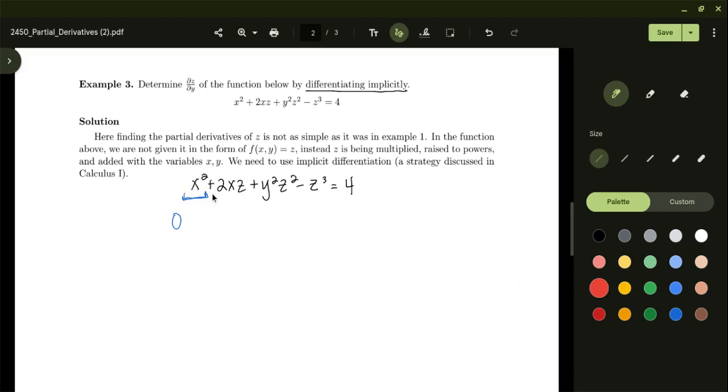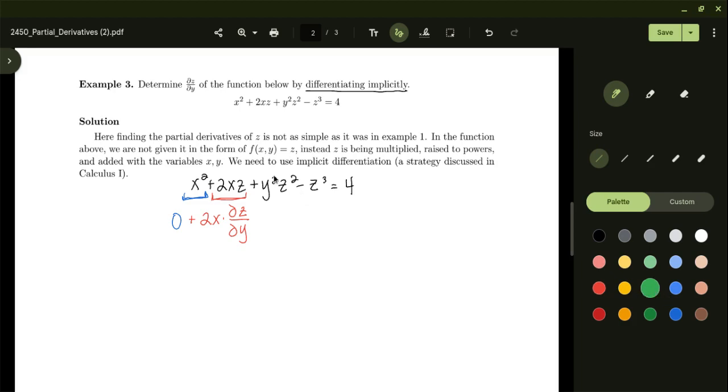And then the next term we have is positive 2xz. And so in this case, we don't have any y's, but we do have a z, which is a function of y. And so therefore, here we're going to have to take the derivative of this term again with respect to y. So what's going to happen is we're still going to have this 2x, but now it's going to be times the partial derivative of z with respect to y. So again, we held the x constant, we took the partial derivative of z with respect to y.